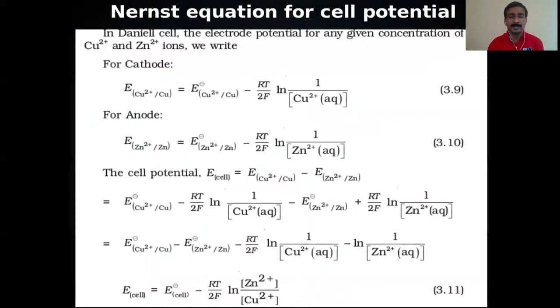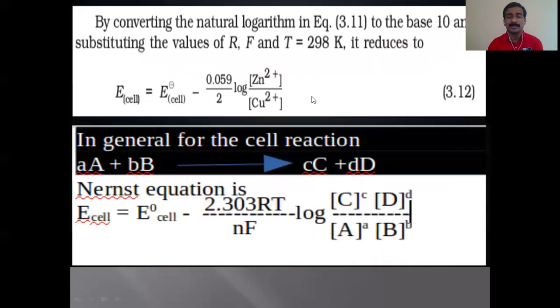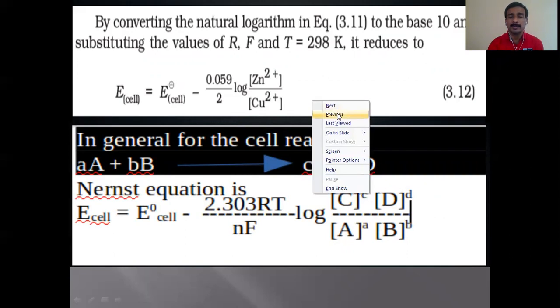We can derive the Nernst equation for cell potential by taking the example of Daniel's cell. Daniel's cell is the zinc copper cell, and in the zinc copper cell, the cathode is the copper electrode and the anode is the zinc electrode. First, we can write the Nernst equation for the copper electrode. E of Cu2+|Cu is equal to E0 of Cu2+|Cu minus RT by 2F Ln 1 by Cu2+.